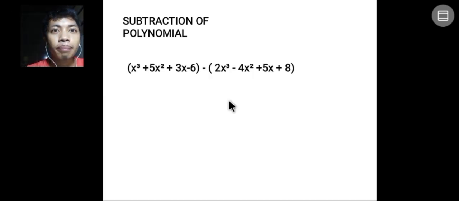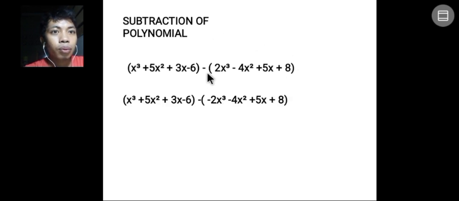Just for example, if we have 3x cubed plus 5x squared plus 3x minus 6, quantity, minus, quantity 2x cubed minus 2x squared plus 5x plus 8. So first we need to distribute by using the distributive property. We need to distribute this operation inside here, then we can combine the polynomial.